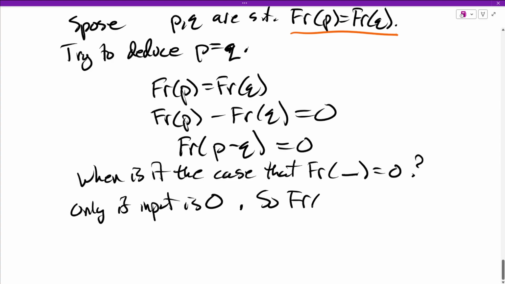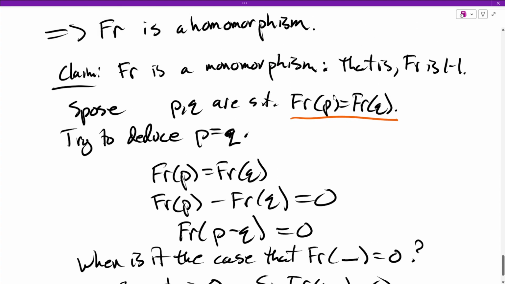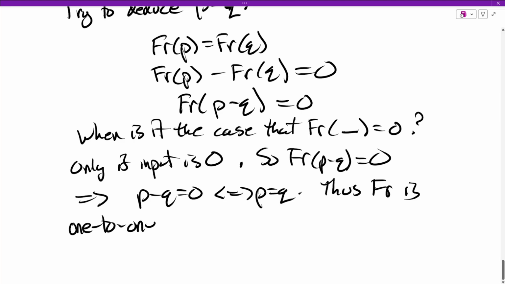So when we say the Frobenius of P minus Q is 0, what this is telling us is P minus Q is 0, or equivalently P is equal to Q, which is what we wanted to show. So again, we're going to have a better way of checking this later, which is in the same spirit, but for now, this is fine. So we've deduced that if two outputs were the same, the inputs must have been the same. So this tells us that the Frobenius is 1-to-1. In particular, it is a monomorphism, because 1-to-1 plus homomorphism is a monomorphism.